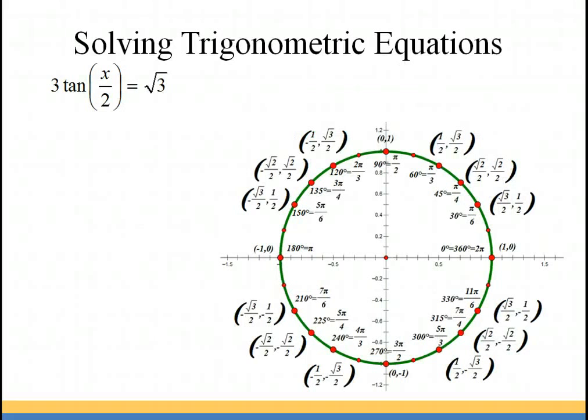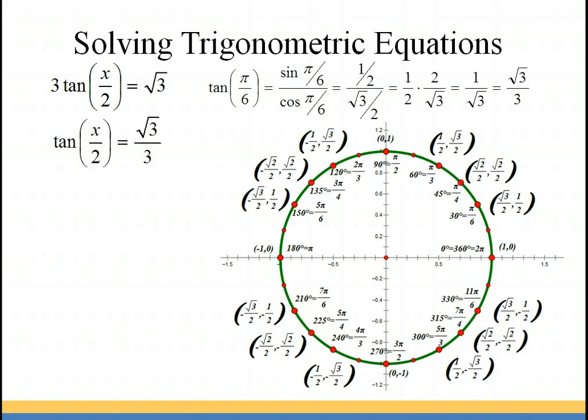Our next problem is 3 times the tan of x over 2 equals square root of 3. So we're going to simplify that again. So we're isolating the tan of x over 2. Now we need to find out where the tan is equal to the square root of 3 over 3. So we know that the tan is equal to the sine over the cosine. So we're going to look at pi over 6. If we take the sine of pi over 6, which is 1/2, and divide it by the cosine of pi over 6, which is square root of 3 over 2, and then simplify it, we get square root of 3 over 3, which is what we're looking for.